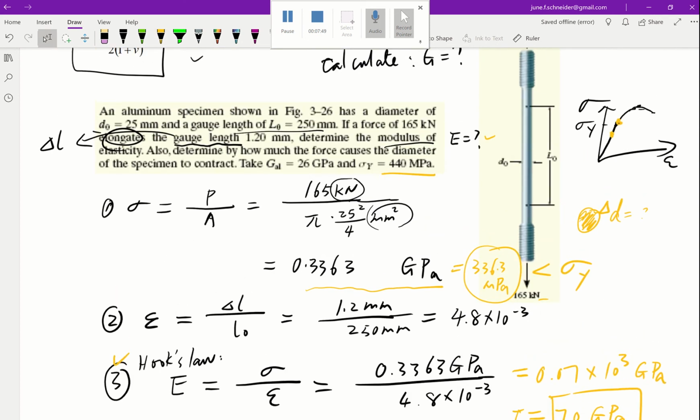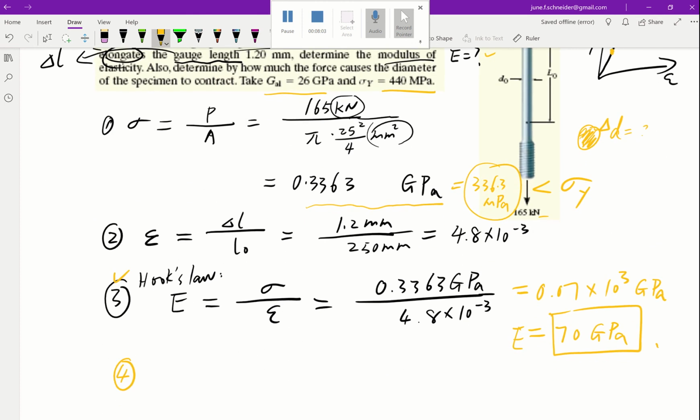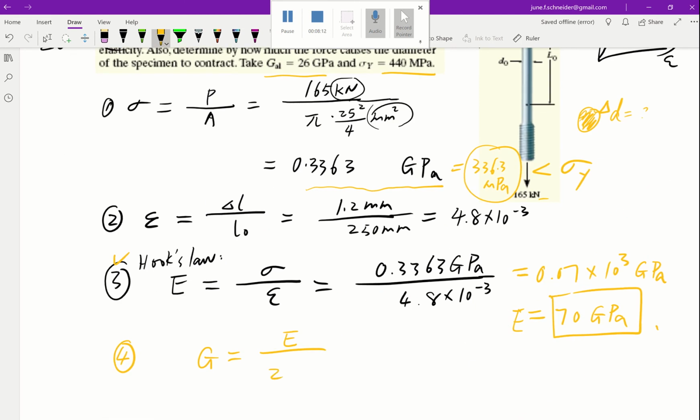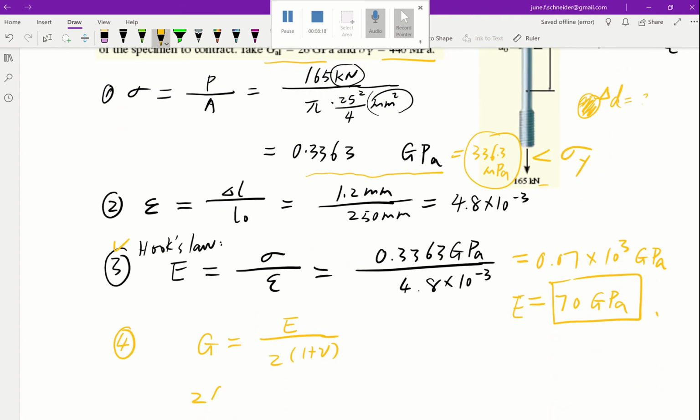So do we know Poisson's ratio here? We don't. However, we know a few other things. We do know our G, because G is given. And guess what? You just calculated your elastic modulus in this step. Then you can find Poisson's ratio. Is that neat? So you have G is equal to E over 2 times (1 plus V). Our G value is 26 gigapascal. Our E value is 70 gigapascal, over 2 times (1 plus V). And from here, we can calculate our Poisson's ratio.